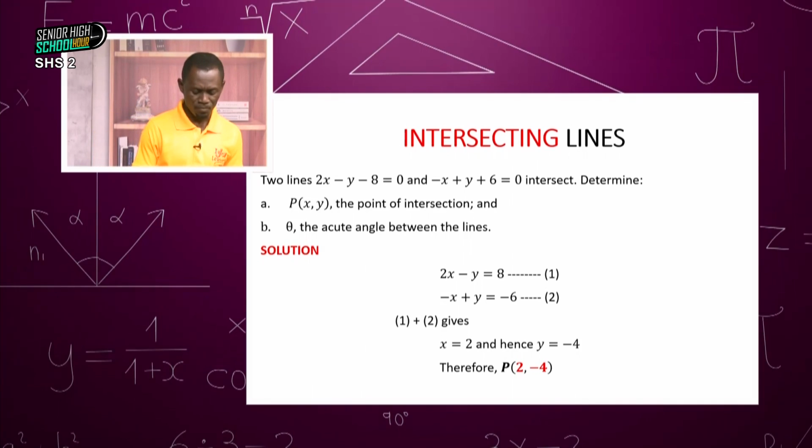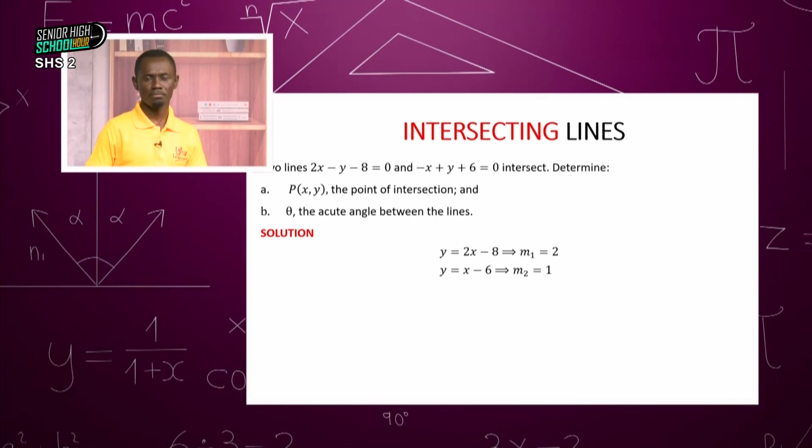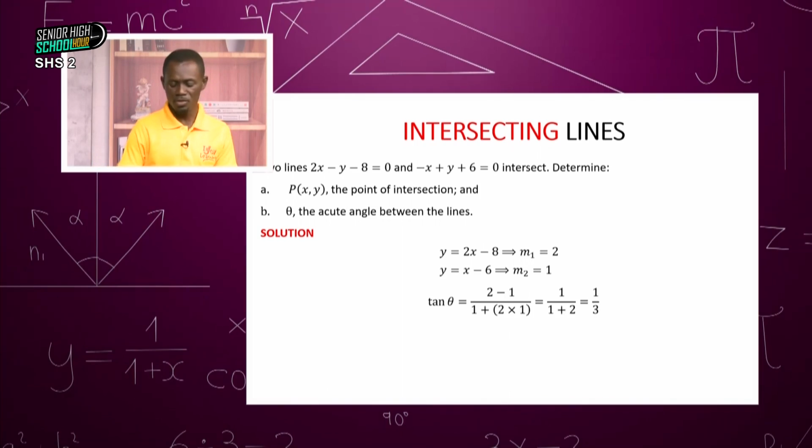Second part. All you do is rewrite the equations so that you can find m. In this case, m1 is 2 and m2 is 1. So we just put them into the equation.